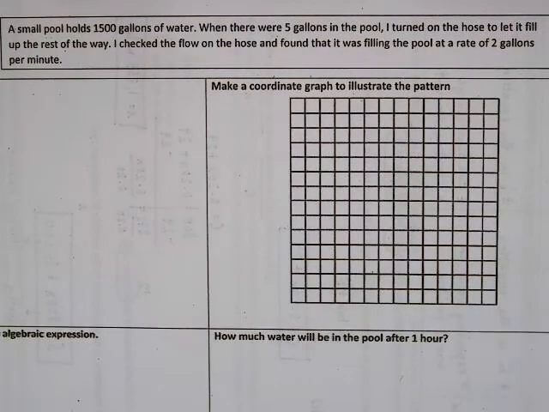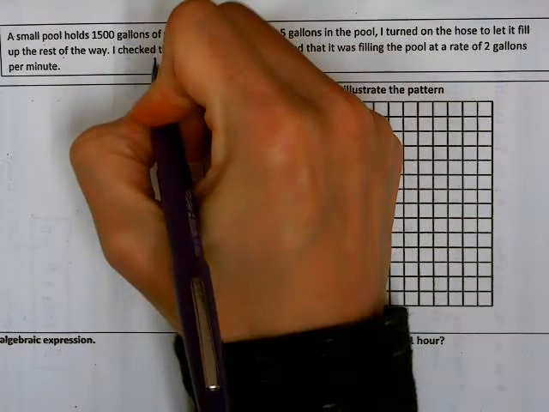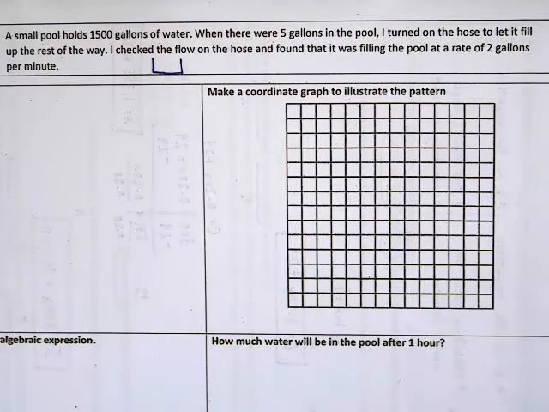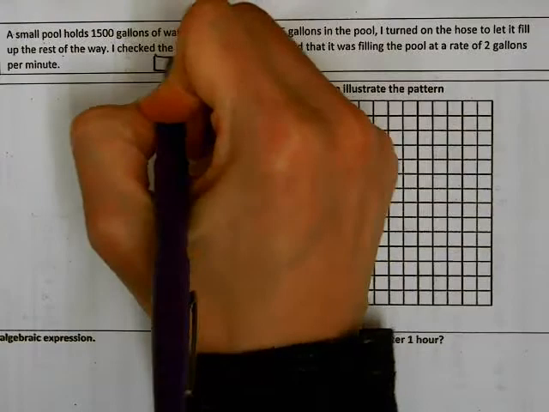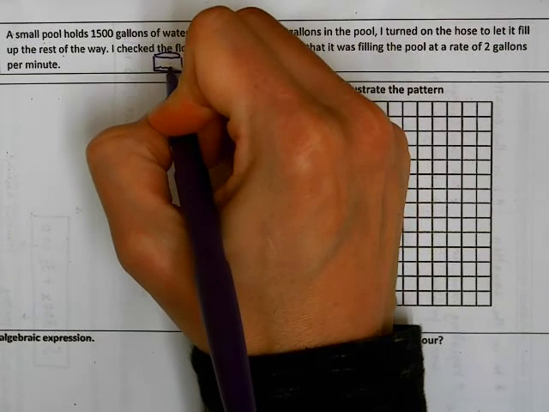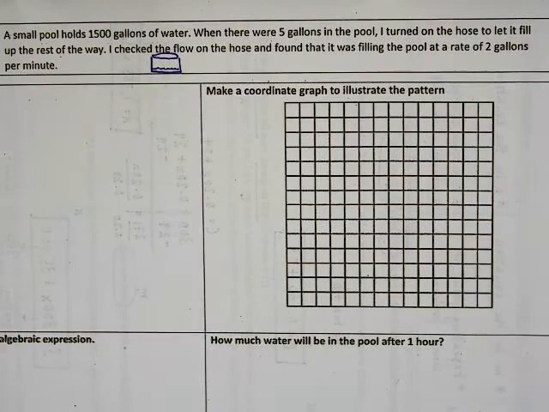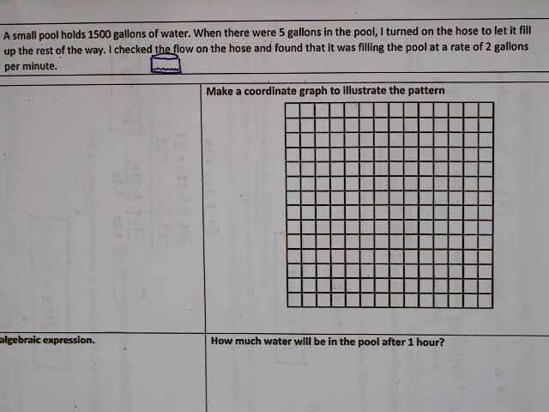If you think about what's going on here, sometimes I like to sketch a picture to help me think through it. So I've got my pool. There's my very fancy pool, right? And right now, there's only 5 gallons of water in the pool, so it's pretty shallow right now. And I'm using a hose to let it fill up the rest of the way. So let's work through this problem here.